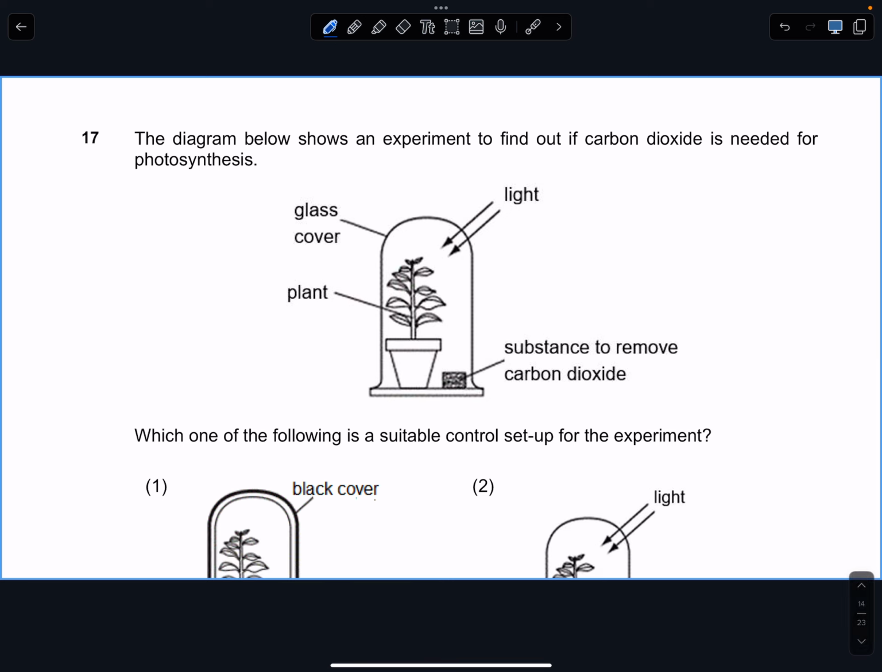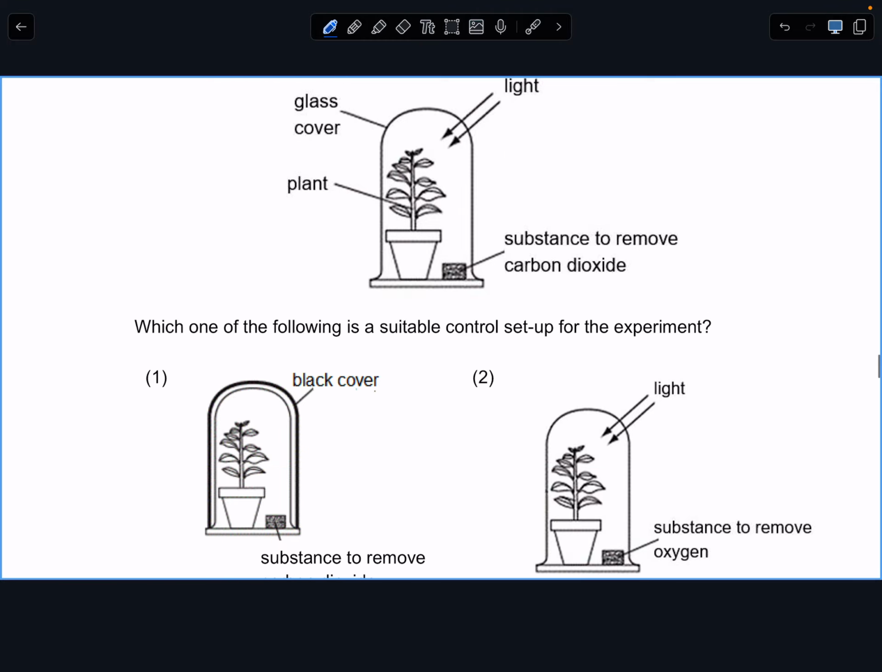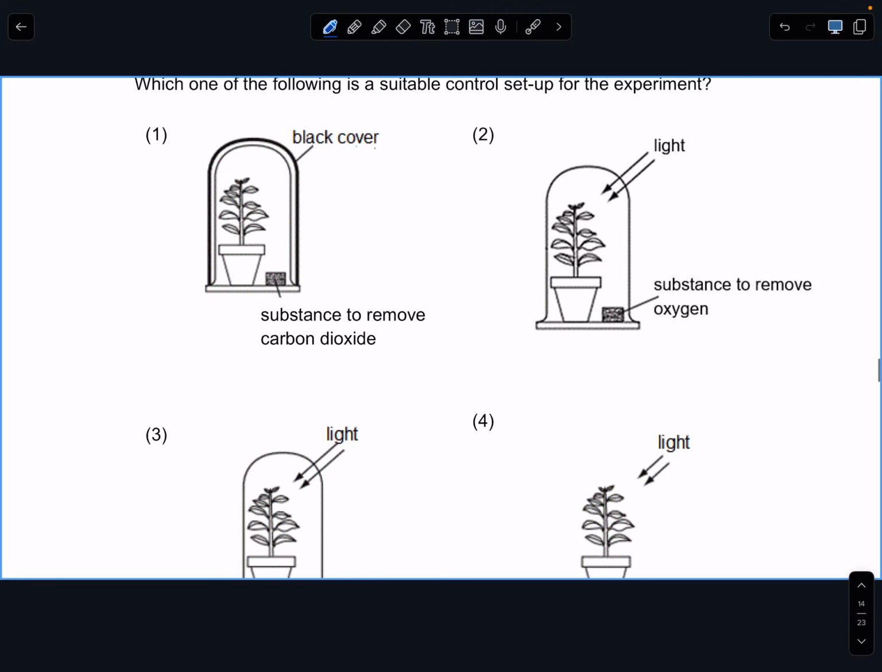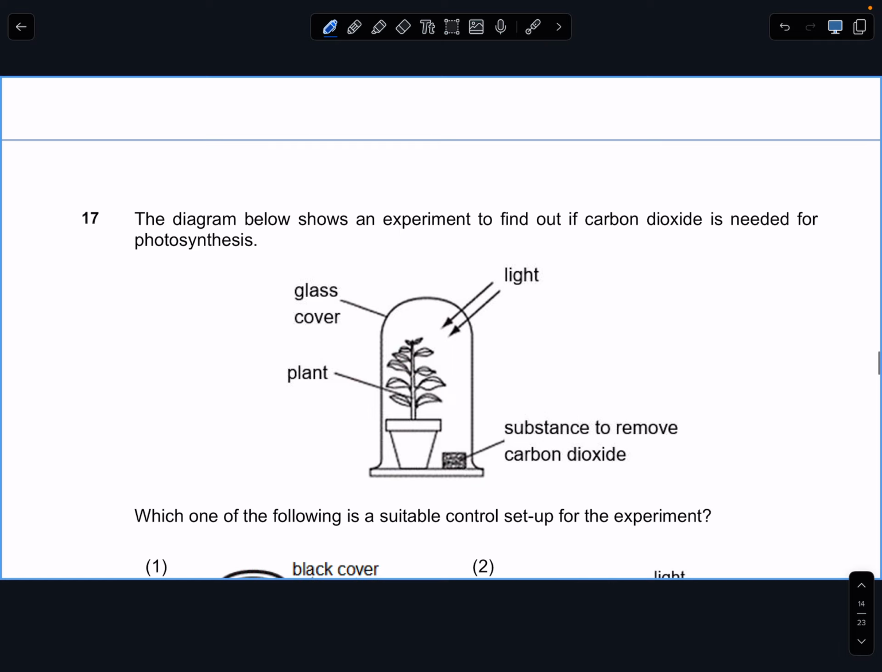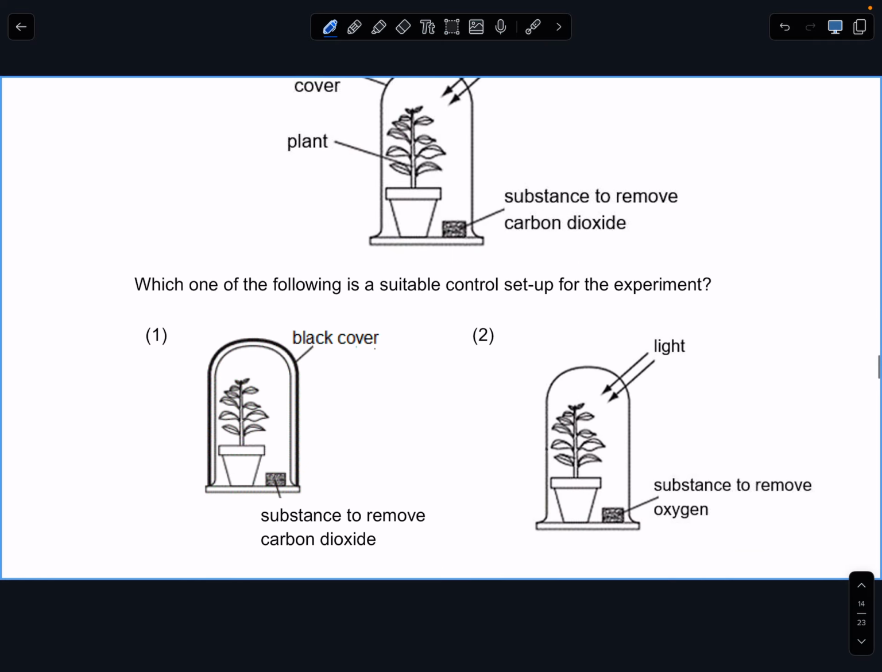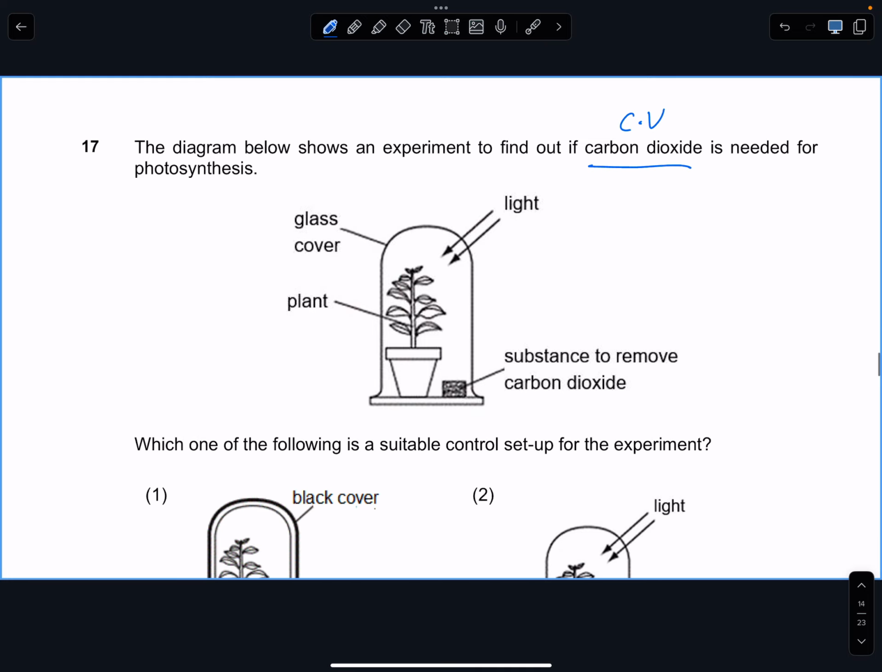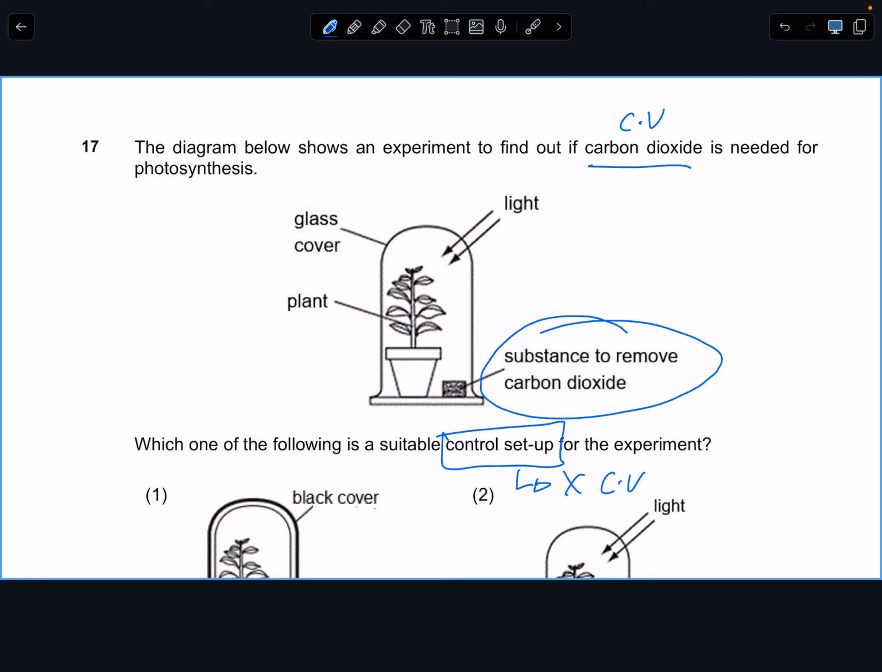Okay, the diagram below shows an experiment to find out if carbon dioxide is needed for photosynthesis. So in this case, what is the change variable? The change variable is actually carbon dioxide. Now, when you set up a control, you want to remove the change variable. So you don't want carbon dioxide. But in this case, this one already doesn't have it.